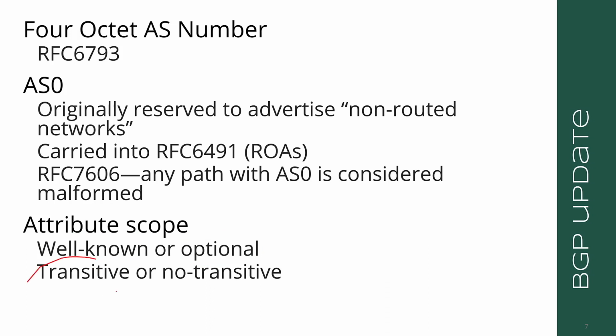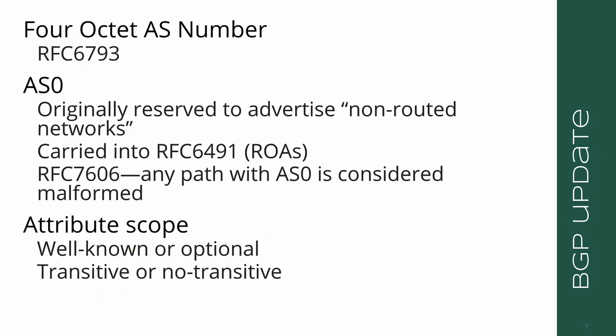Now then there's transitive, which means whether or not you support this particular attribute as a BGP speaker, you should go ahead and continue carrying this attribute within your updates or within your MP-Reach NLRIs or MP-Reach TLVs to your peers, even though you don't understand it. Or non-transitive, which means that you should not continue carrying it. It's interesting because all well-known attributes must be transitive. I don't know of any well-known attributes that are not transitive, because if they're well-known, everybody should be able to support them, so you should go ahead and carry them over.